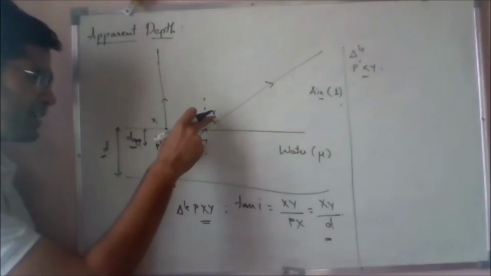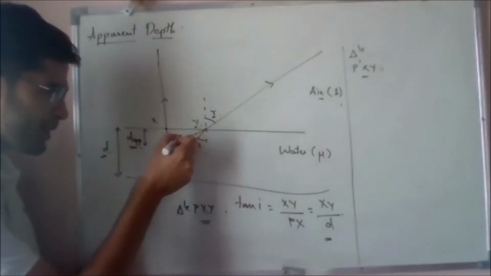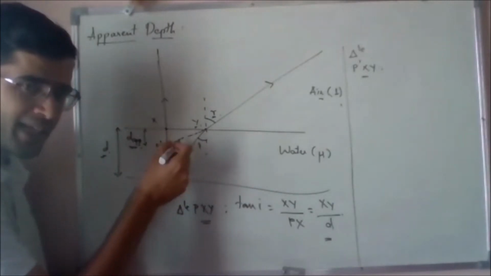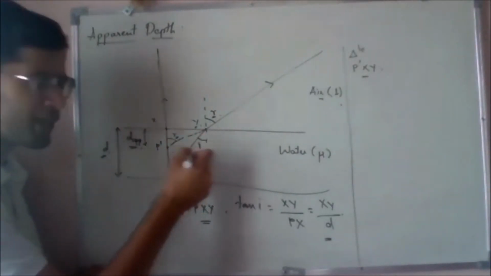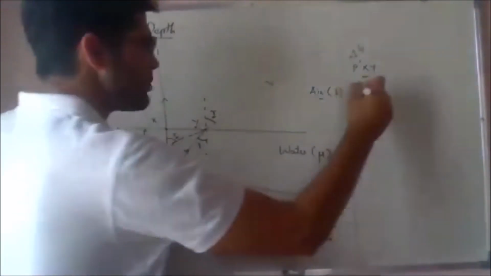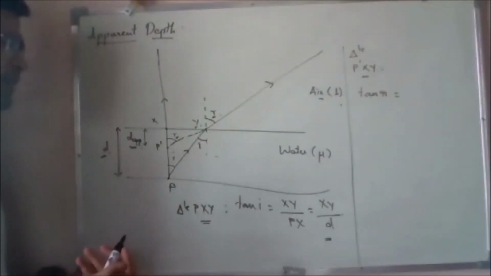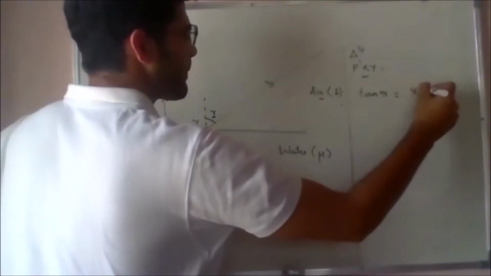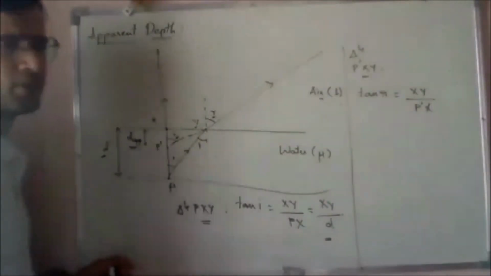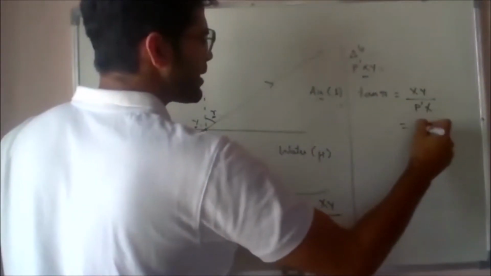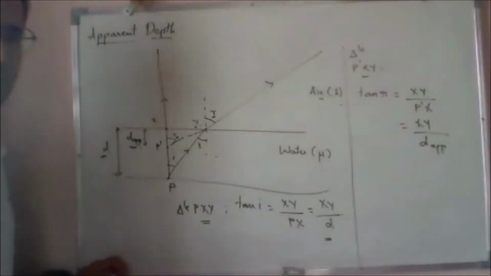Now if this angle is R, the angle made by the dotted line to the normal over here, that angle will be equal to R. So this angle will also be equal to R, once again alternate interior angles. So what will tan R be in this right angle triangle? Tan R will be equal to XY divided by P dash X, which is nothing but XY divided by apparent depth, right?